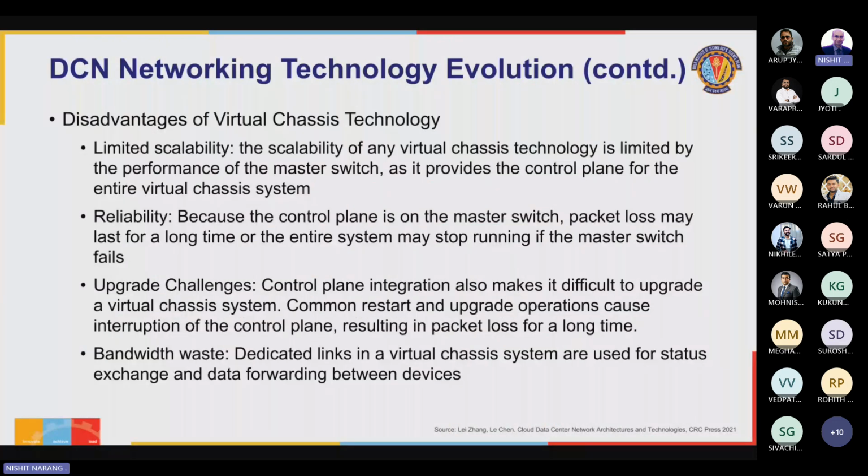Now, what are the disadvantages? So I said, yes, a lot of changes are needed in control plane, data plane, management plane to do this, but is that the only issue? Or do you see other disadvantages? This slide is summarizing the disadvantages of the virtual chassis technology.